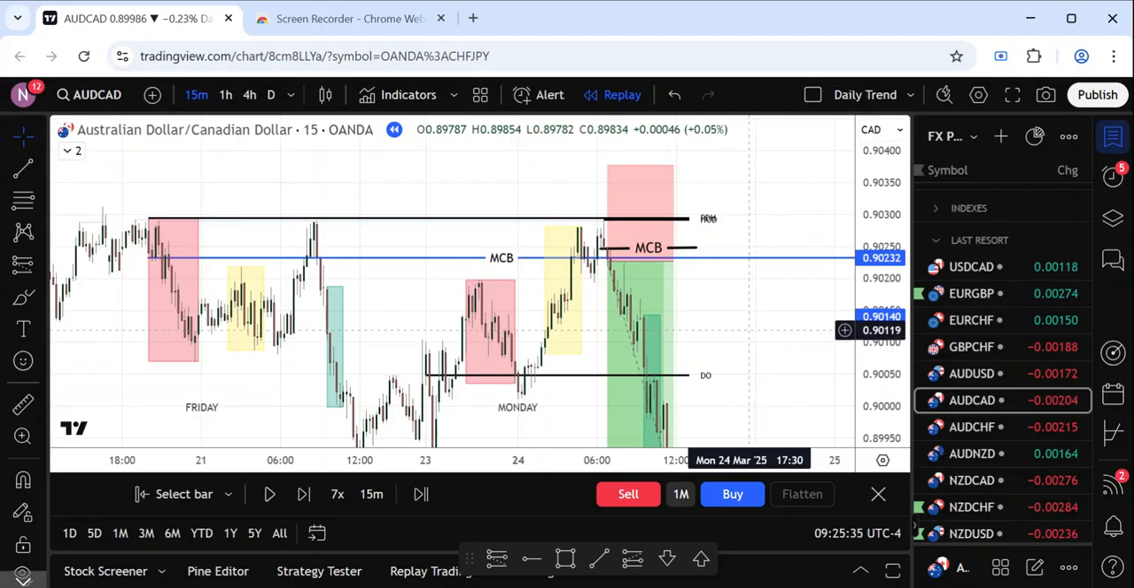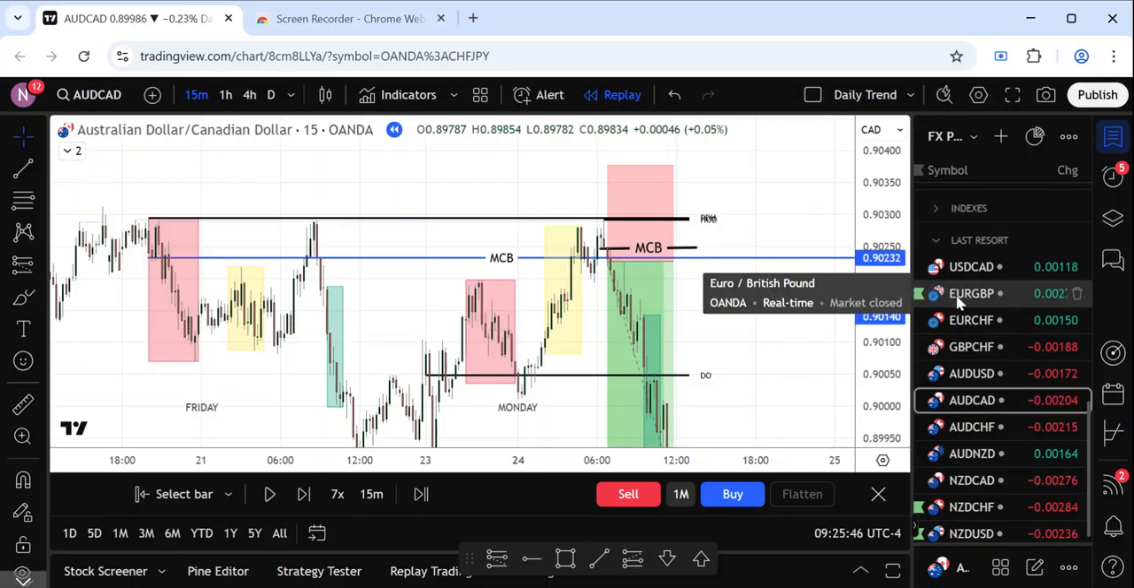All right, so that was a win on Monday. So I did take that trade on Monday. But again, for the whole day, the day was a loss. Okay, so Tuesday, let's go to Australian yen.